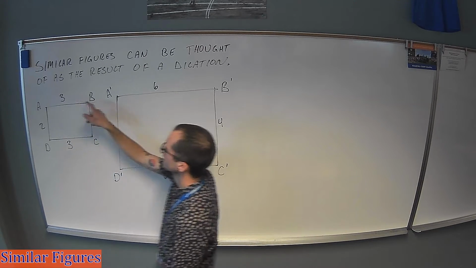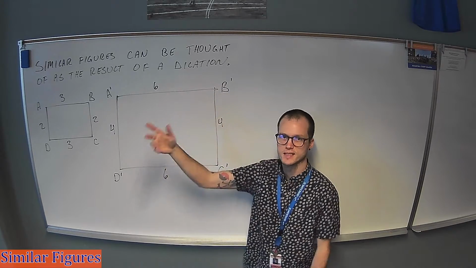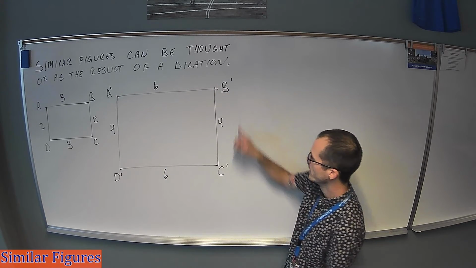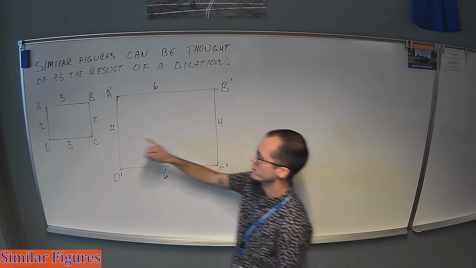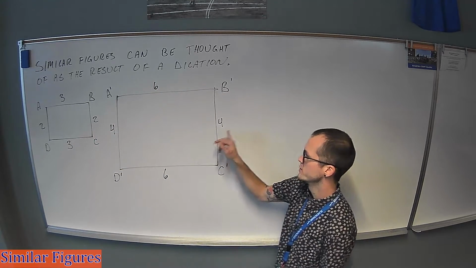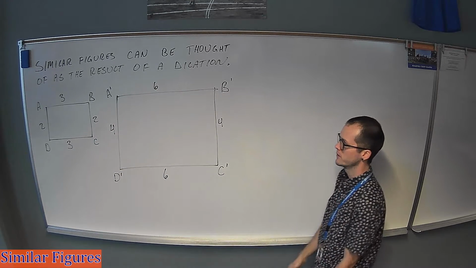AB has a length of 3, whereas A prime, B prime has a length of 6. 3 times 2 is 6. B prime, C prime is 4. Over here it's 2, so it doubled in size. 2 times 2 is 4, and we can keep going, and that pattern holds.